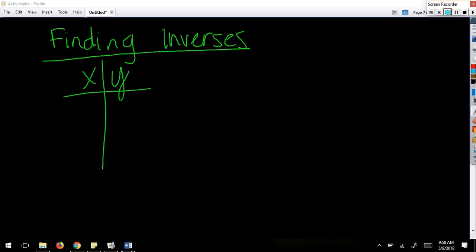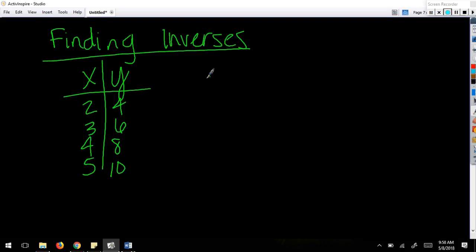Yes, we're starting now. If I give you a list of numbers, I mean a table of values, so let's say 2, 3, 4. This is a typical T-chart. And I asked you to find the inverse of that. All you're going to do to find the inverse is exactly what it sounds like. It switches things around and makes them backwards.